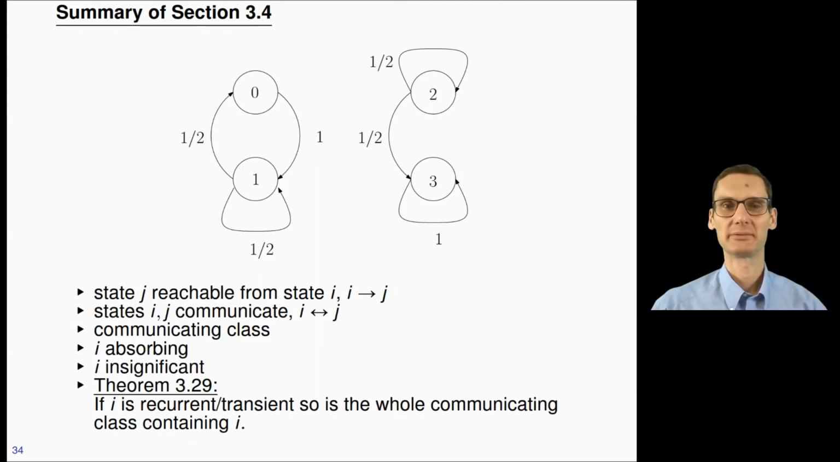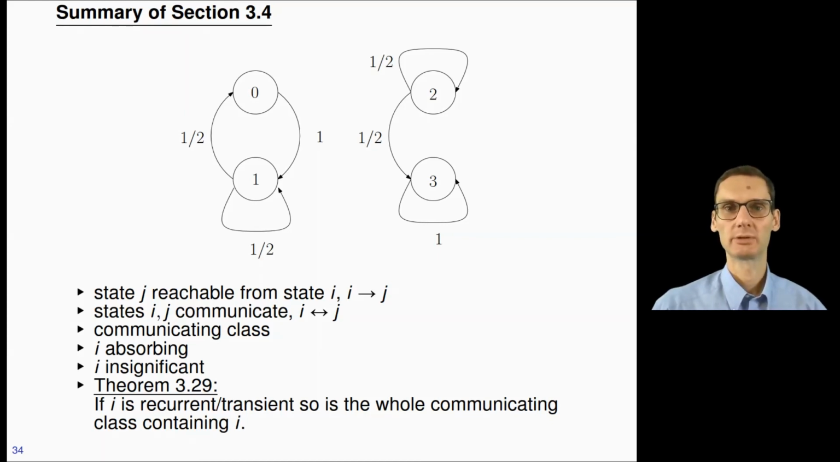This is the end of section 3.4. Let me summarize. So you got to know quite a few new notions for Markov chains. A state is reachable from another state. Two states communicate. What is a communicating class? What are absorbing states? What are insignificant states? And with the help of these notions, we could show the main theorem, theorem 3.2.9, which said the following: if a state i is recurrent or transient, then the whole communicating class that contains the state is recurrent or transient.